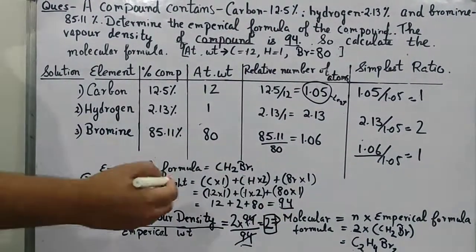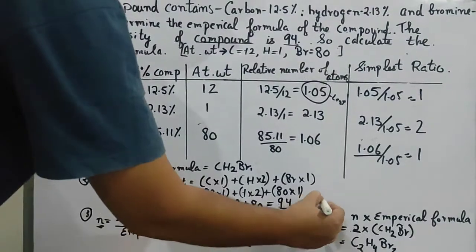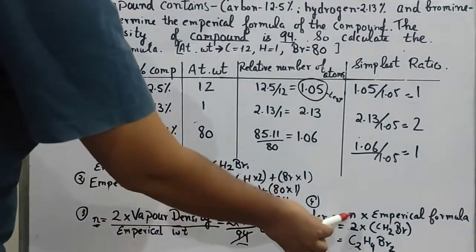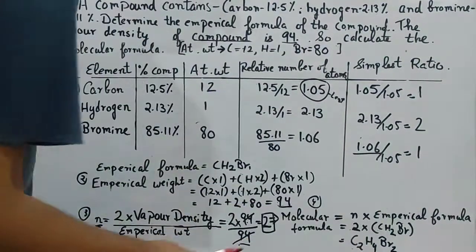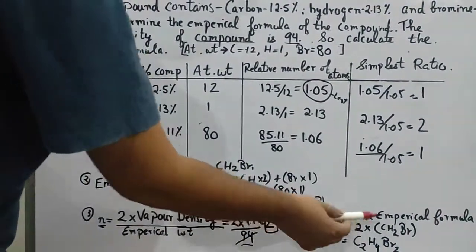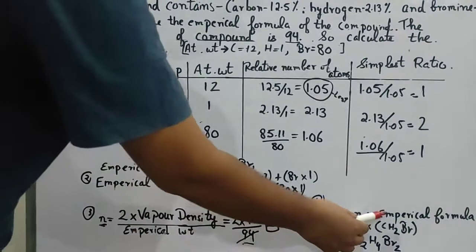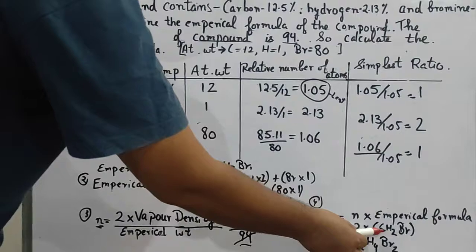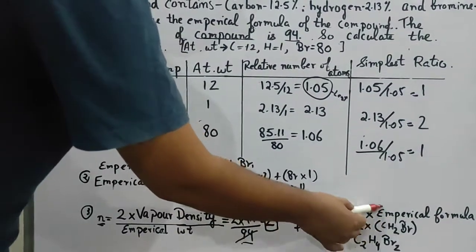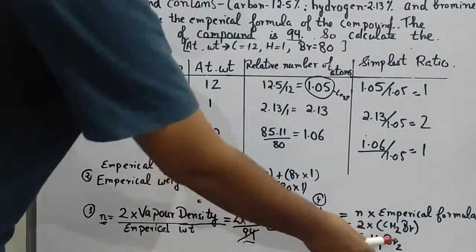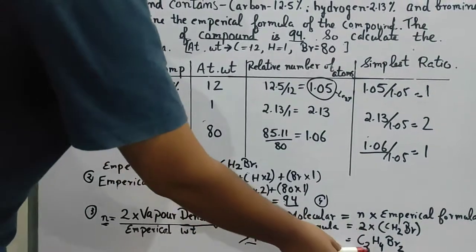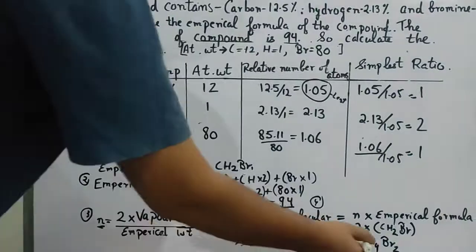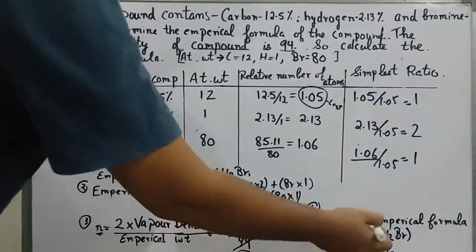Okay. Now the last step, the fourth step, is to calculate the molecular formula. The molecular formula is calculated by the formula N multiplied by the empirical formula. What is the value of N? 2. And what is the empirical formula? CH2Br. So I have substituted the value of the empirical formula. Now when you multiply it inside, 2 atoms of carbon, 4 atoms of hydrogen and 2 atoms of bromine. This is your final molecular formula.